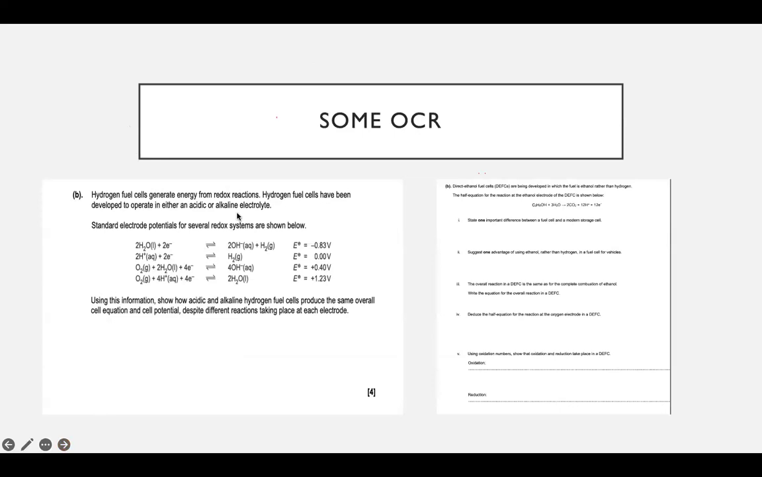OCR. Just have a look at these questions and think about how you would go about solving them.